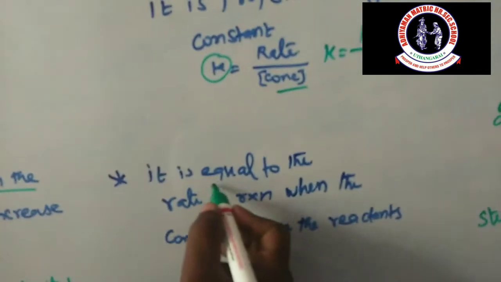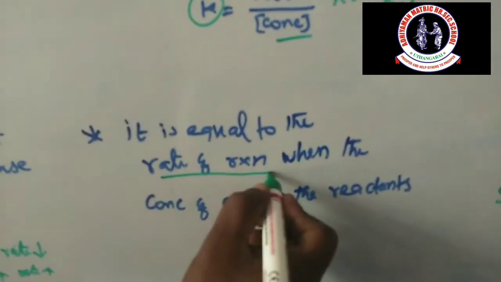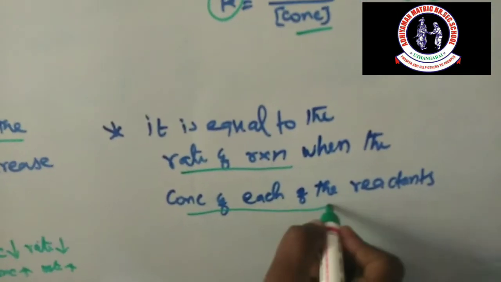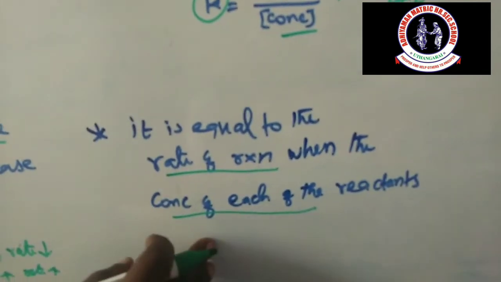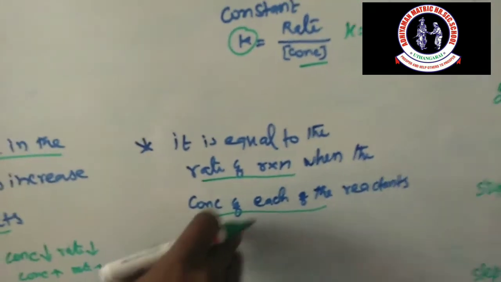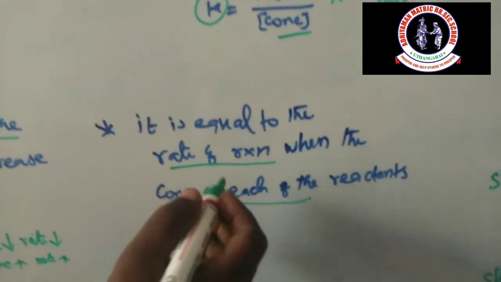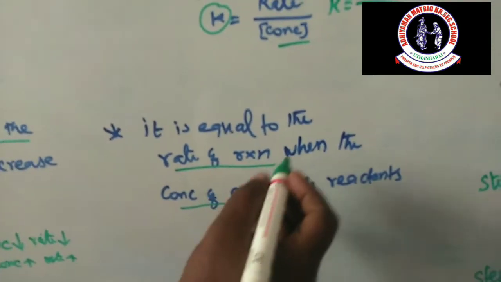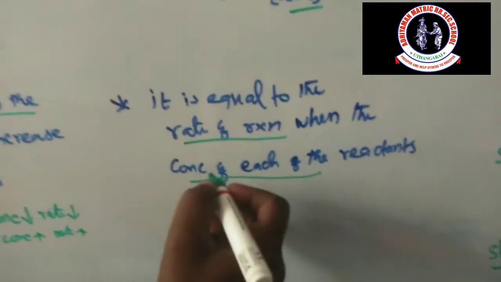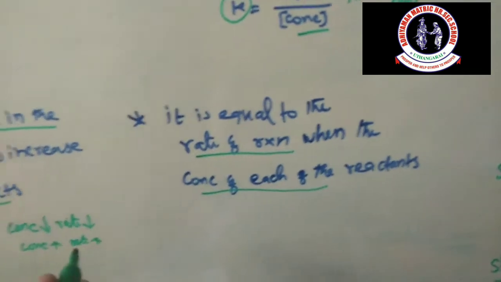Here the rate constant is equal to the rate of the reaction when the concentration of each of the reactants is one.